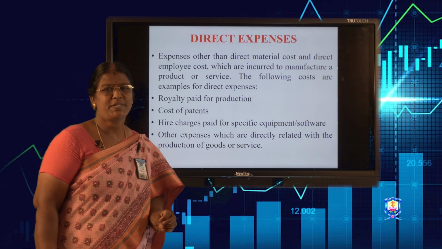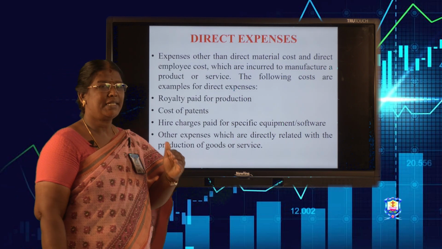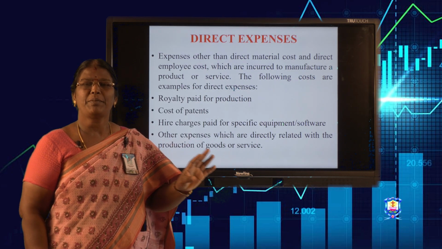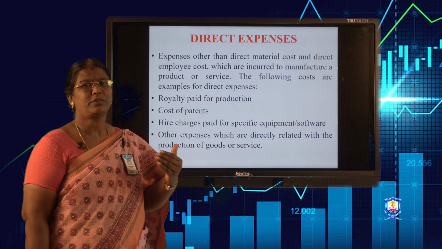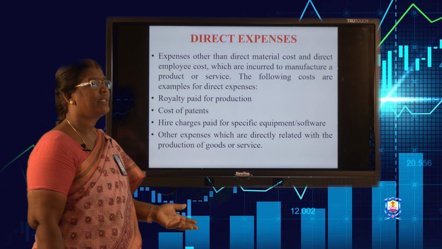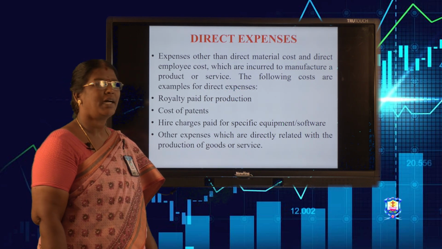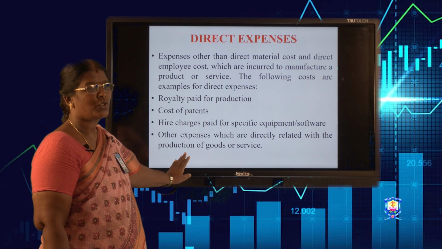Then direct expenses. Direct expenses are expenses other than direct material and direct labor. All of these come under direct expenses. The examples are royalty paid for production, cost of patents, hire charges for specific equipment or software, and other expenses which are purposely related to the production of goods or services.